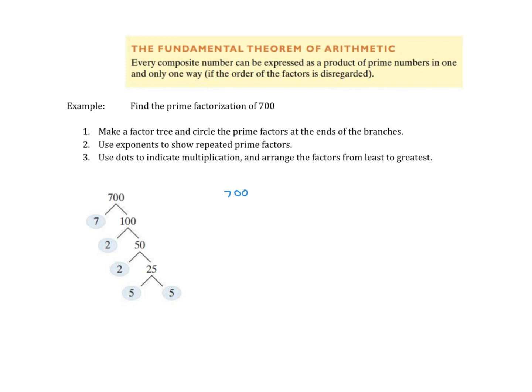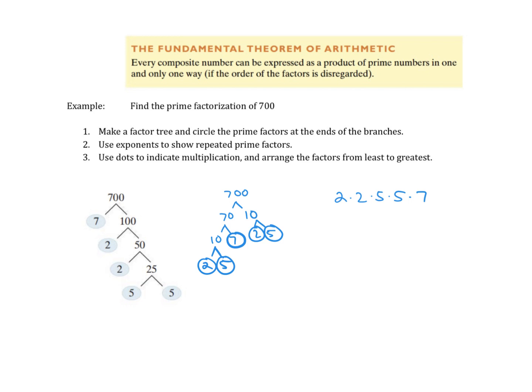Now, just to show I could do it in a different order and get the same result, let's say I start with 700 and I'm like, that's 70 times 10. And 70 is 10 times 7. Well, 7's prime, so I'm going to circle it. And I keep going with 10, that's 2 times 5. I circle those because they're prime. And then this 10 is 2 times 5, and I circle those. And so in both of these factor trees, which I did in a different order, we have 2 2s, we have 2 5s, and we have a 7.